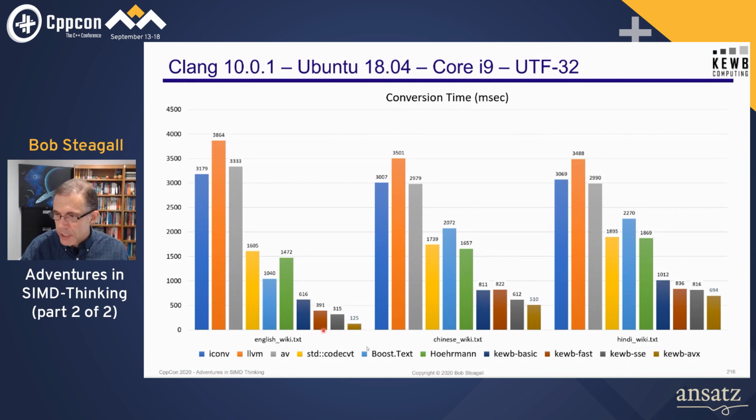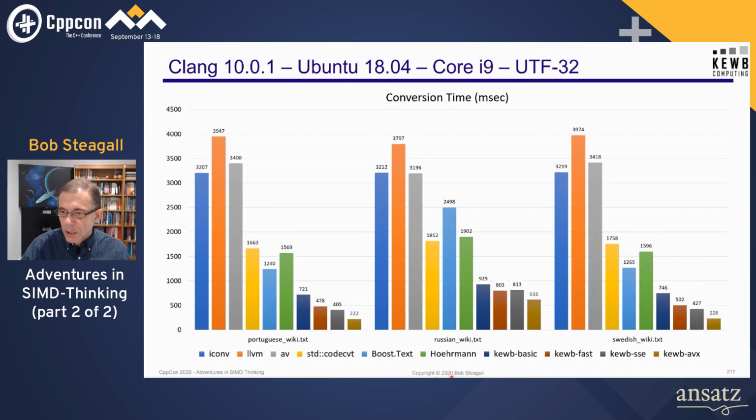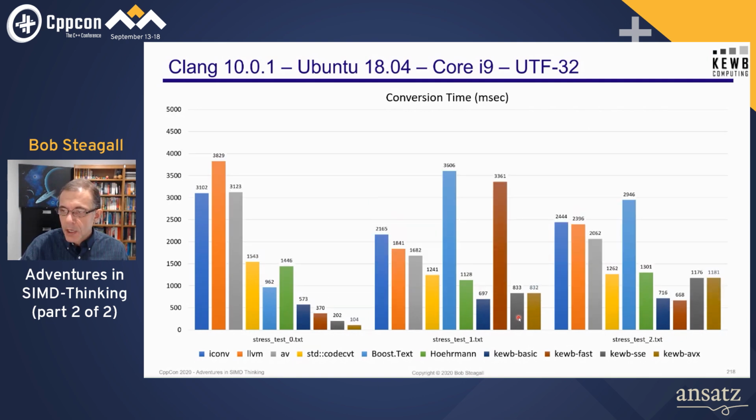We see it for English, for 3-byte sequences for Chinese and Hindi. We see a big speed up for Portuguese. We see a big speed up for Swedish with its 2-byte sequences. We still see a reasonable speed up for Russian with its 3-byte sequences. And when we go to the torture tests, well, of course, with the ASCII torture test, we do better. We do twice as fast.